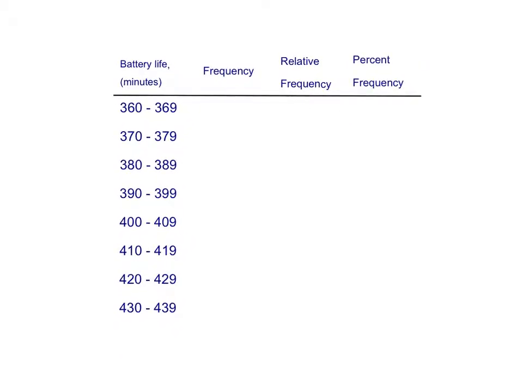So what we're going to do is first see how many of them have a battery life of 360 to 369 minutes. You'll put the frequency, so how many here, and then the relative frequency, and then we'll express that relative frequency as a percent in this third area.